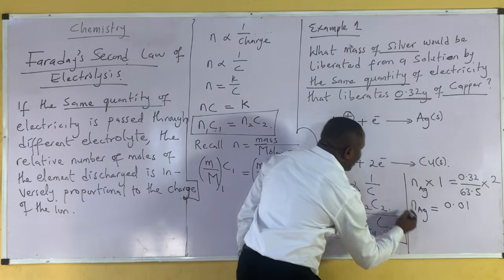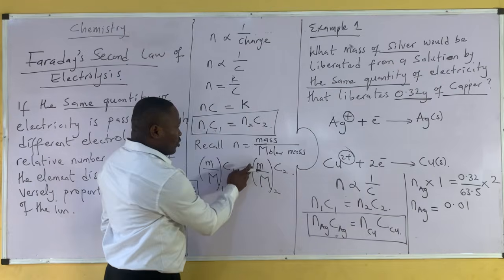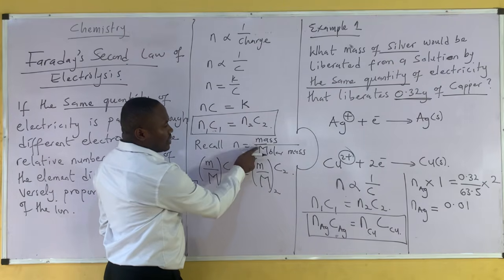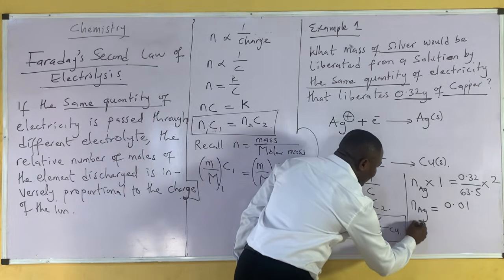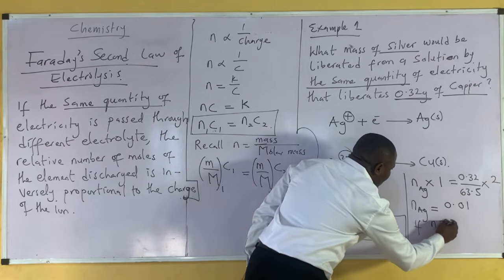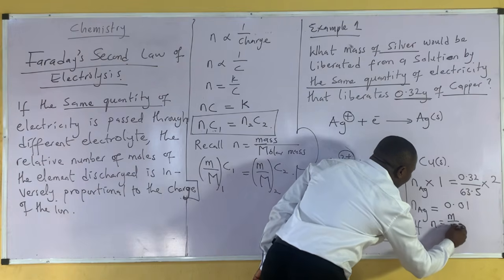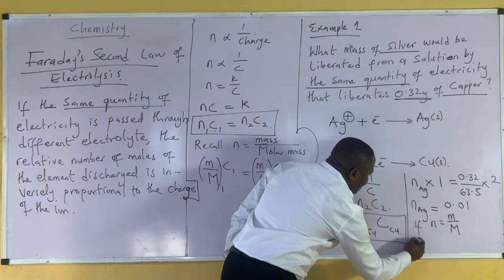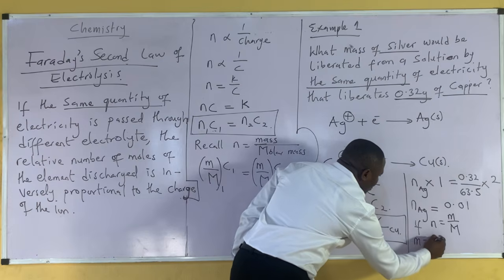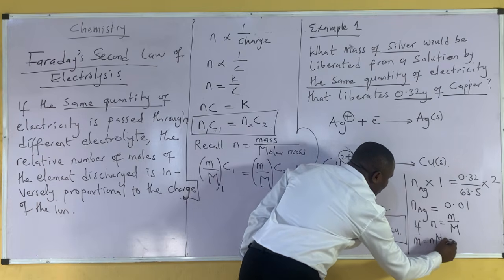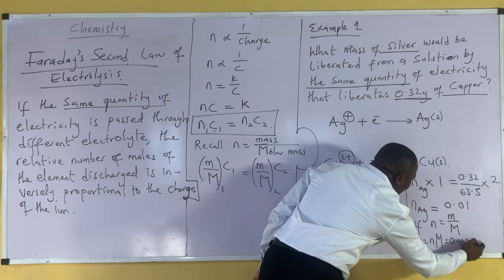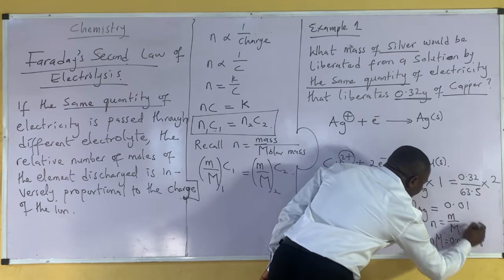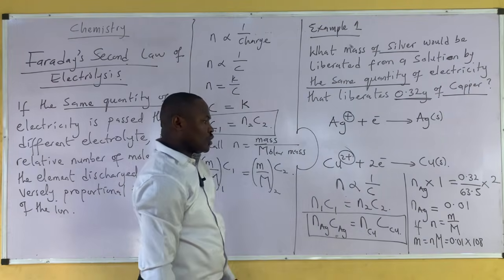Remember that mole equals mass over molar mass. So if mole equals mass over molar mass, what would now be the mass? Mass is now equal to mole times molar mass, which equals, what's my mole? 0.01 times, what's my molar mass? 108. The molar mass of silver is 108.